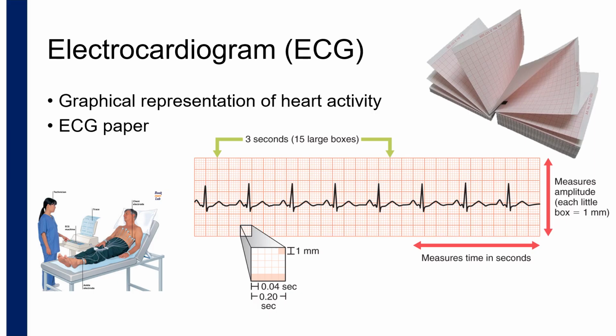So back to our electrocardiogram and the paper that we use. So this paper is special. It has lots of boxes on it. We have little boxes and then we have bolded boxes, and this is representing time. So the horizontal axis is time in seconds, and the vertical axis refers to amplitude, so like energy, electricity. So the higher up, the more amplitude it has.